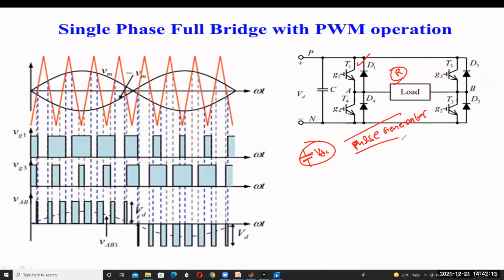A sine generator is also required to generate the sine waveform. Also a repeating triangular waveform is required, one more component in MATLAB. And then to analyze and understand the voltage across the load, we need one scope. These are the different types of components required.